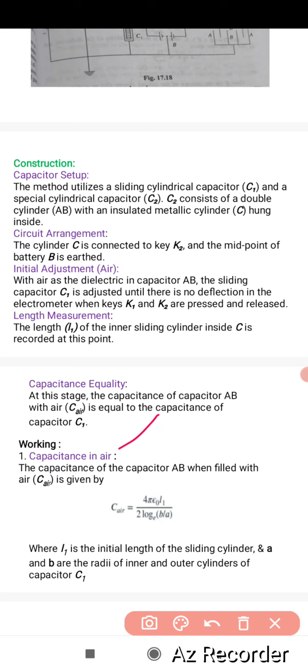the capacitance of the capacitor AB filled with air is given by C of air equals 4 pi epsilon naught L1 divided by 2 log to the base e of B by A. Here L1 is the initial length of the sliding cylinder, and A and B are the radii of the inner and outer cylinders of the capacitor.